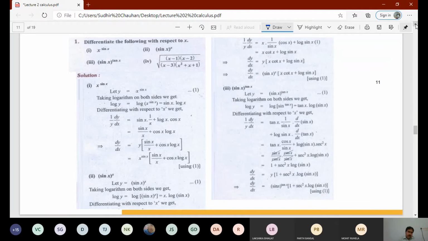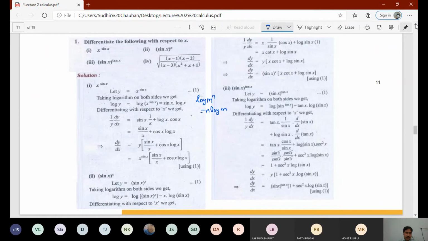So come to the question of this type: x raised to power sin x. Differentiate with respect to x. Let us assume that it is equal to y. So y is equal to x raised to power sin x. Now taking log on both sides, we get log y is equal to log of x raised to power sin x. Now we can use the formula log m raised to power n is n log m. So log x raised to power sin x is sin x log x.